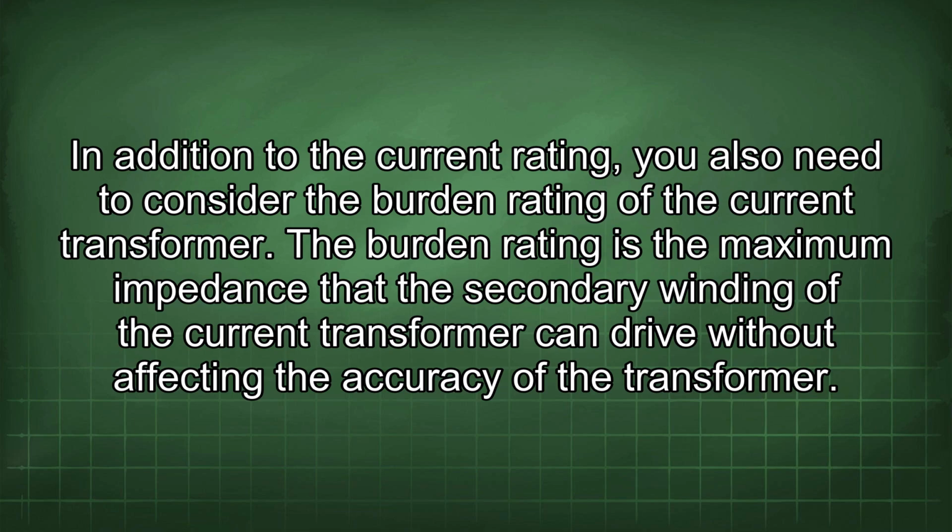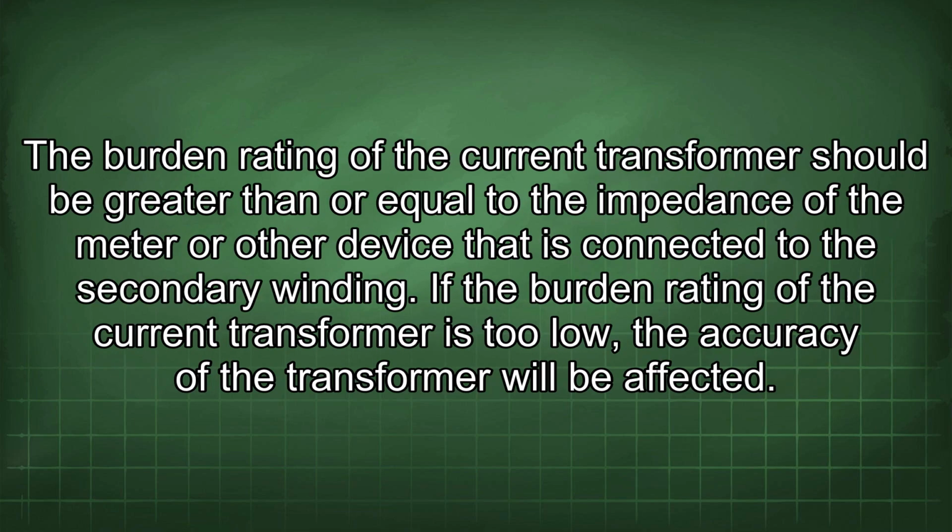In addition to the current rating, you also need to consider the burden rating of the current transformer. The burden rating is the maximum impedance that the secondary winding of the current transformer can drive without affecting the accuracy of the transformer. The burden rating should be greater than or equal to the impedance of the meter or other device that is connected to the secondary winding. If the burden rating is too low, the accuracy of the transformer will be affected.